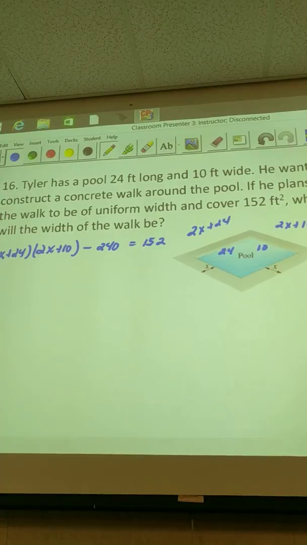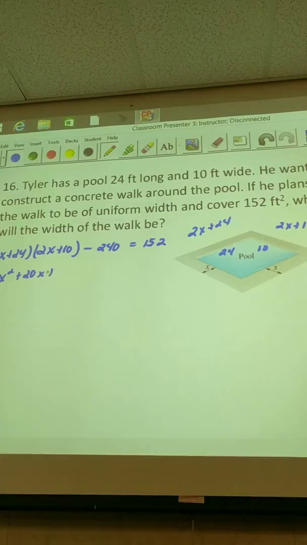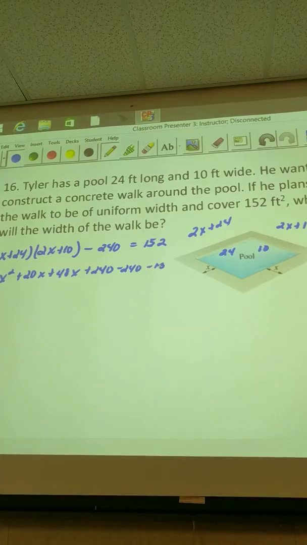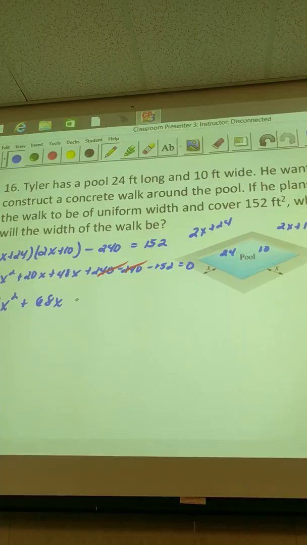So I'm going to FOIL this out here, so I get 4x squared plus 20x plus 48x plus 240. Then we have our minus 240, and I'm also going to subtract the 152 over here because I know I have to set this equal to 0. So those do go away, and when we simplify, we get 4x squared plus 68x minus 152 is equal to 0.